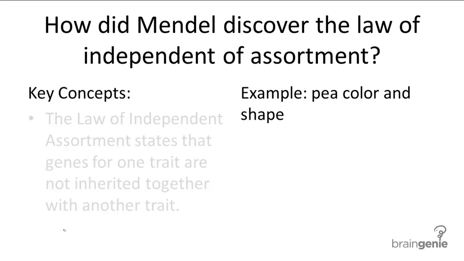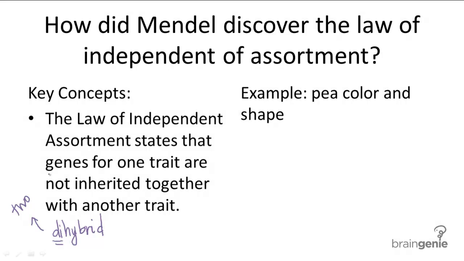Mendel observed his third principle of inheritance by crossing two organisms with two heterozygous traits in a dihybrid cross. Think monohybrid, mono one, so monohybrid crosses involve one trait, dihybrid, two. Dihybrid crosses involve two traits.